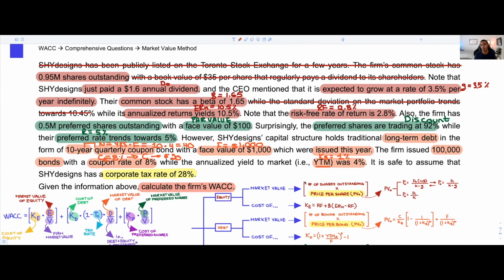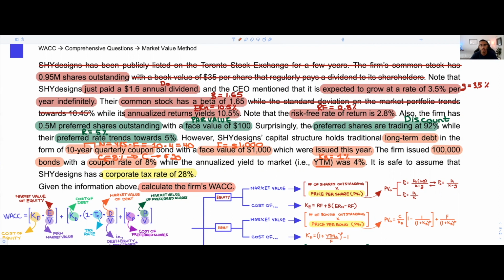Once we have all of this information, we'll be able to solve for the total value of the firm, right? Because we're going to add equity plus debt plus preferred shares, their market value. That's going to give you the value of the firm. Once you have that, now magic happens because we'll be able to find the proportion of equity to value, the proportion of debt to value, and the proportion of preferred shares to value. And with that, we'll be able to plug in all of the information within our WACC formula and get our answer. It's really as beautiful as that.